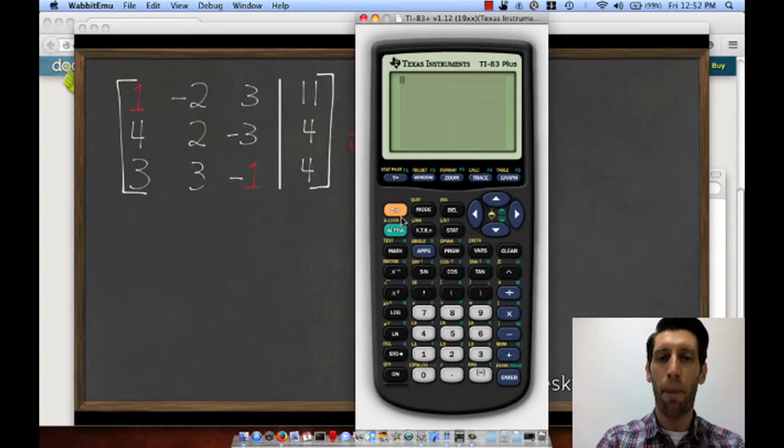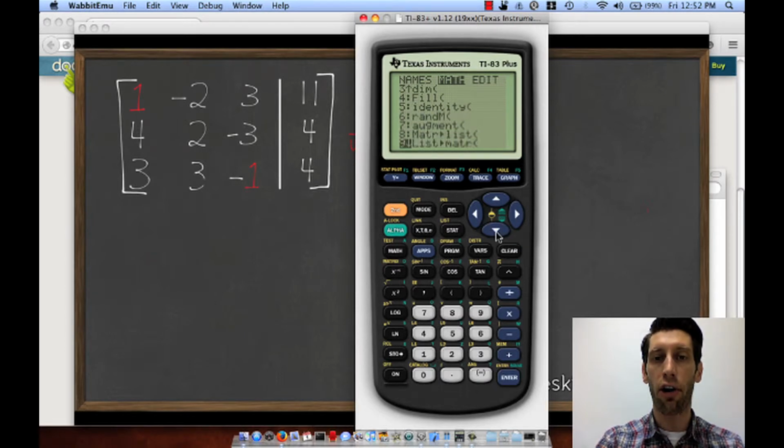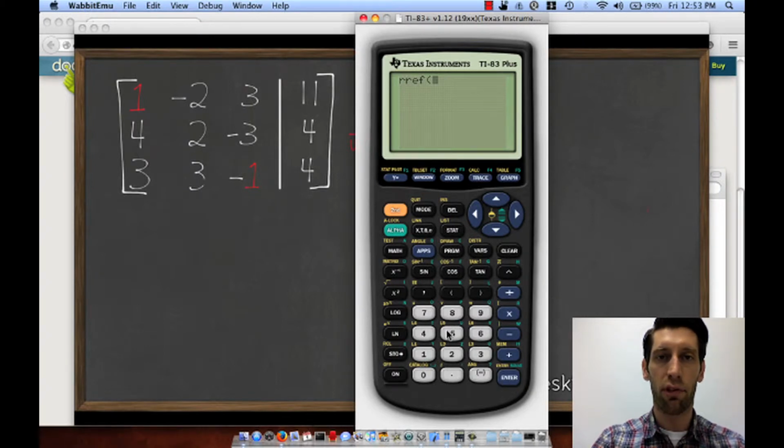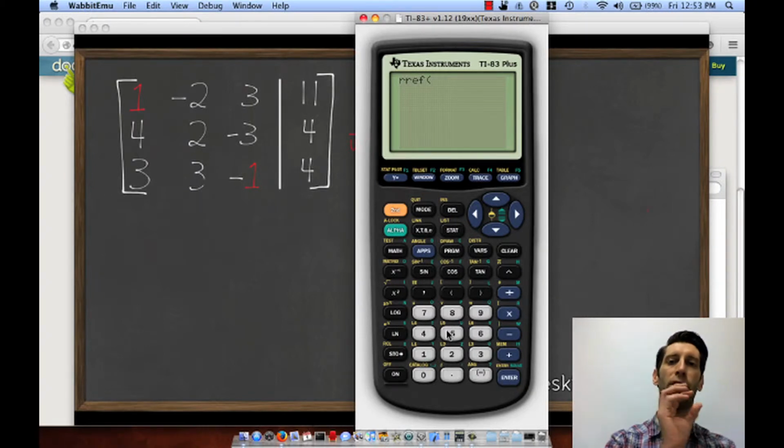Next up, I'm going to go back into the matrix menu. This time, I'm going to select the math submenu here. So I'm going to use my arrow key to scroll over 1, and then I'm going to scroll down until I see RREF, that is reduced row echelon form. And in my calculator, it's the 12th entry down, maybe a little bit different in your calculator. So I'm going to select reduced row echelon form. That's going to put that RREF on my home screen.